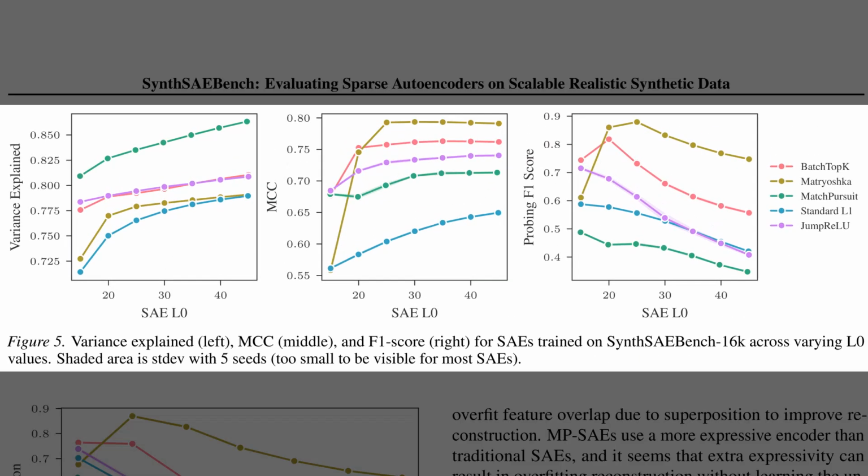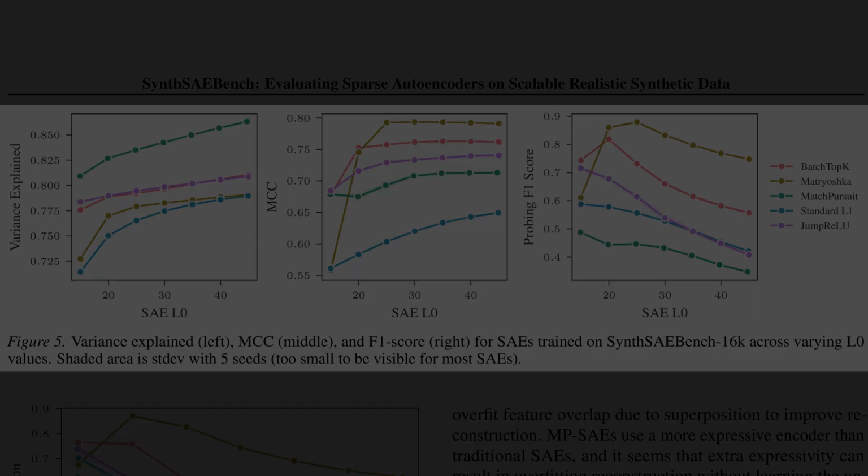So, having established the pipeline, Figure 5 reveals a striking disconnect between reconstruction and feature quality. The left panel tracks variance explained, where the green line for matching pursuit SAEs clearly dominates, implying excellent signal reconstruction. But in the middle and right panels, which measure ground truth feature recovery via MCC and probing F1, that same model performs poorly. Instead, the olive line for Matryoshka SAEs rises to the top. This proves that optimizing purely for reconstruction can lead to overfitting noise rather than learning the true, meaningful features.